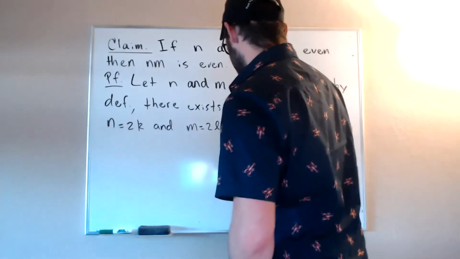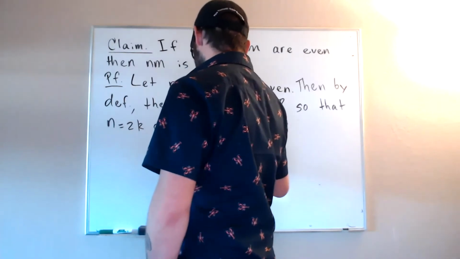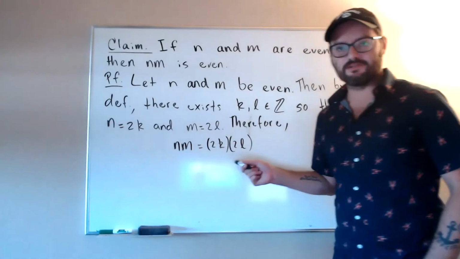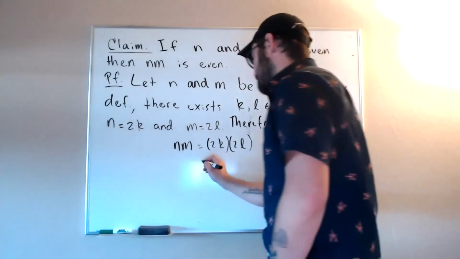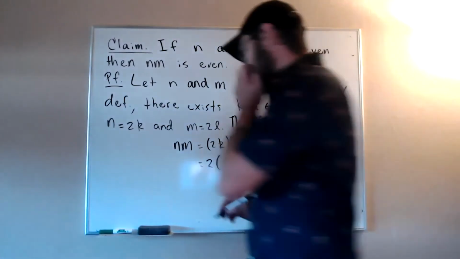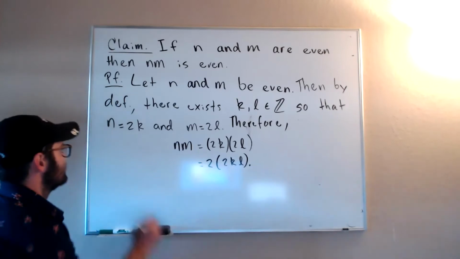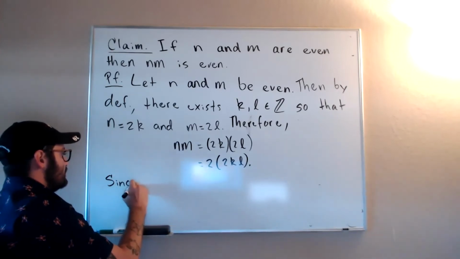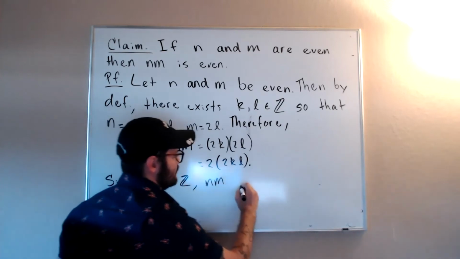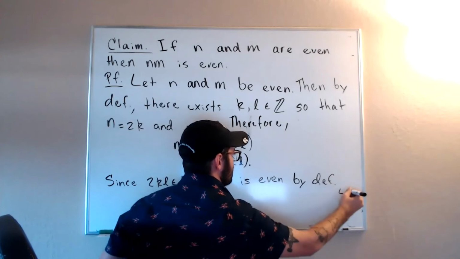Therefore, n times m is equal to 2k times 2l. And we need to make this look like an even number now by definition, so I'll just factor out one of the 2's. In fact, I'll just write it out like this. So we have n times m is twice of an integer, so we just need to state that this is an integer and then we'll be done. So since 2kl is an integer, n times m is even by definition. And then we're done.